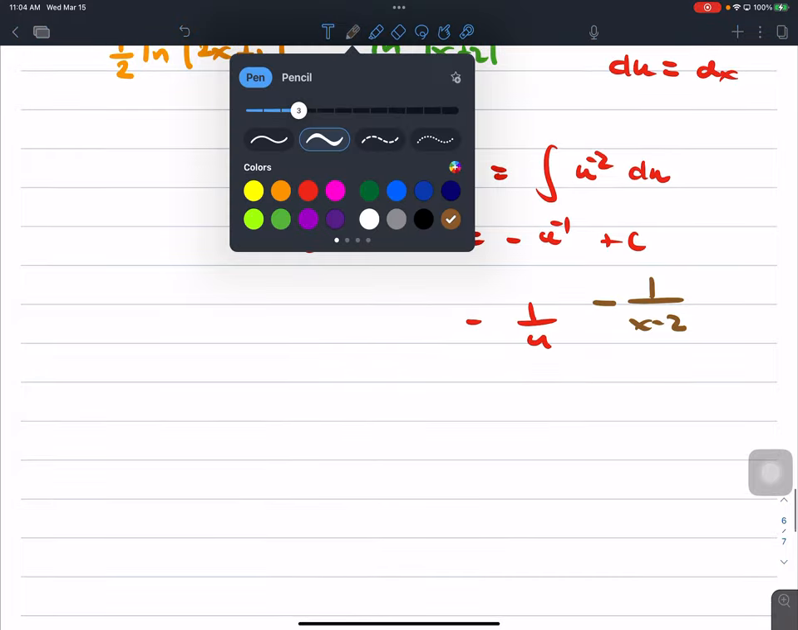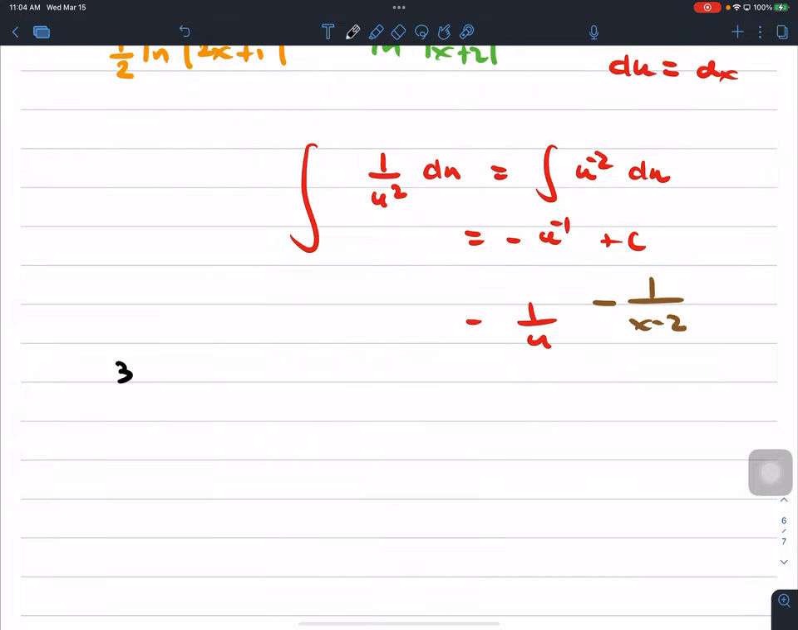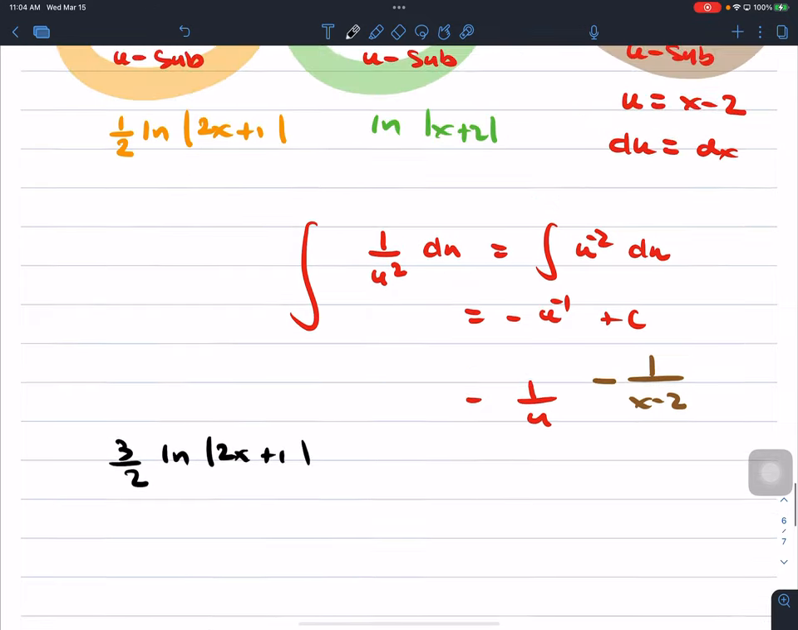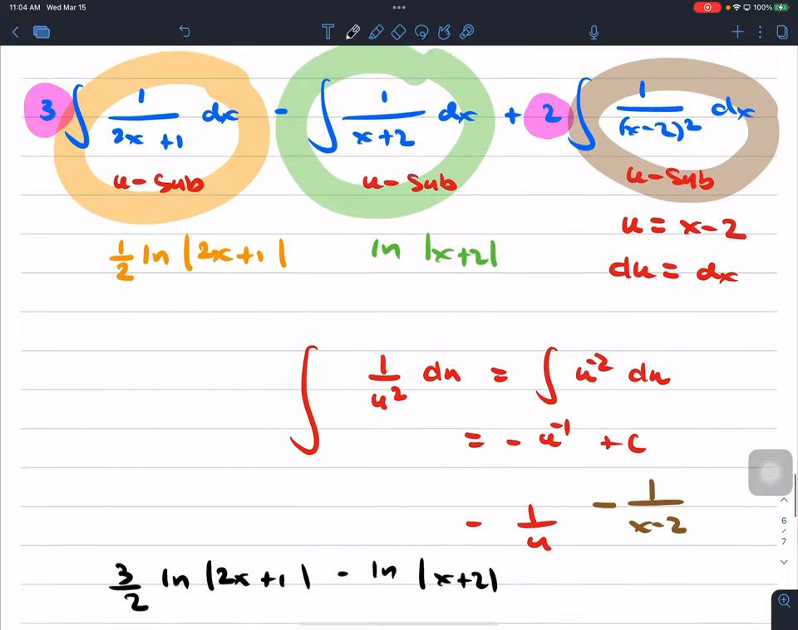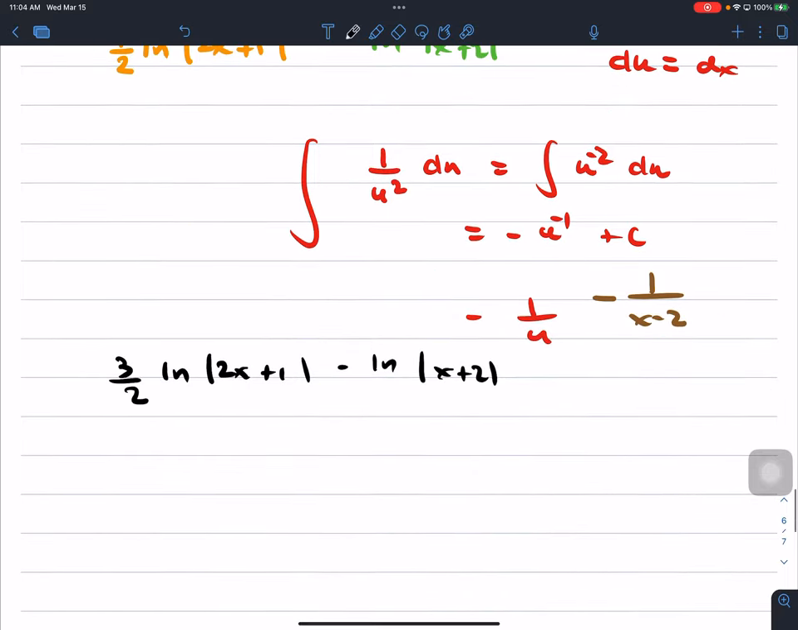So let's write down the final answer, right? This will be 3/2 natural log absolute value of 2x plus 1, right? Minus the natural log absolute value of x minus 2. And then this is 2. This will be minus 2 over x minus 2 plus a constant C.